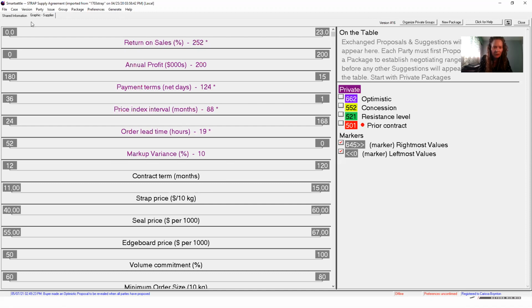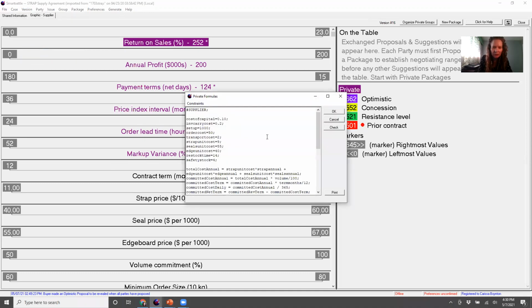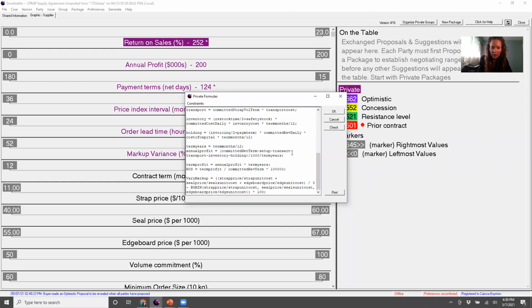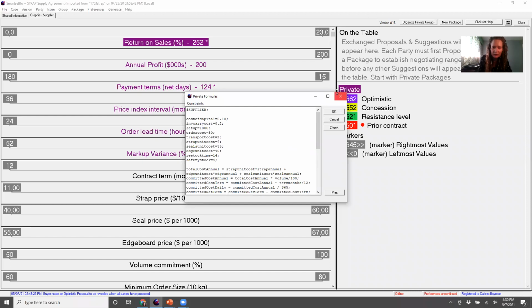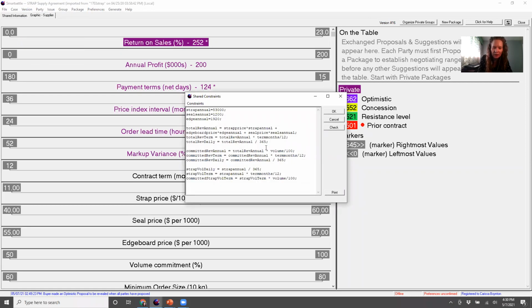So if you want to take a closer look at the constraints and the workings behind that, you remember that the satisfaction for return on sales was a function of price, seal, and edge board. If you want to take a closer look at that, you can go in here to the private formulas. And the private formulas and various assumptions that were behind this model are all listed here. And there are some shared constraints that the parties agree on as well that are listed in the shared constraints box.